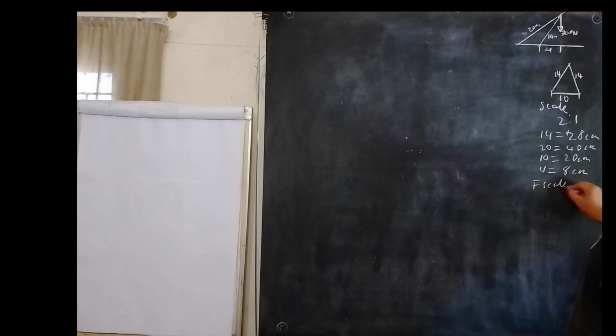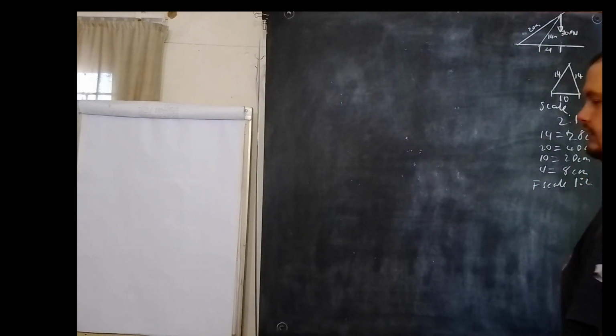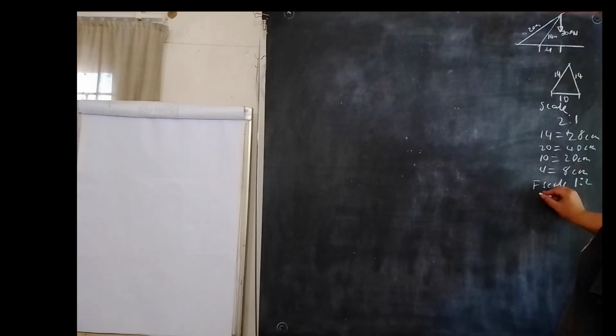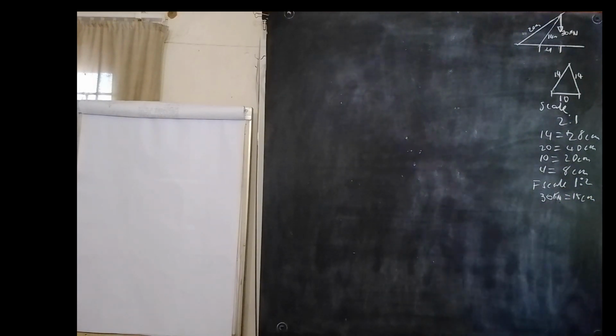Force scale. Mine will be 1:2. My scale will be a 1:2 scale. Because now 13 kilonewtons equals 15 centimeters. Okay, let's see if we've got everything. We've got 14, we've got 10, we've got 20, I've got 4. Perfect. Now we are ready.